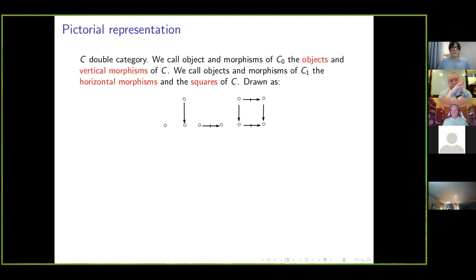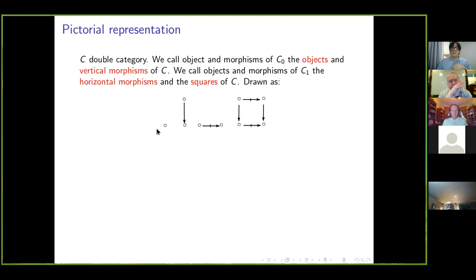A useful way of thinking of double categories is in terms of diagrams, as always. So there's a very nice pictorial representation for them. So suppose C is a double category. We call the objects and the morphisms of the category of objects C0 of C, the objects and the vertical morphisms of C. We call the objects and the morphisms of the category of morphisms C1 of C, the horizontal morphisms and the squares of C, and we draw these like this.